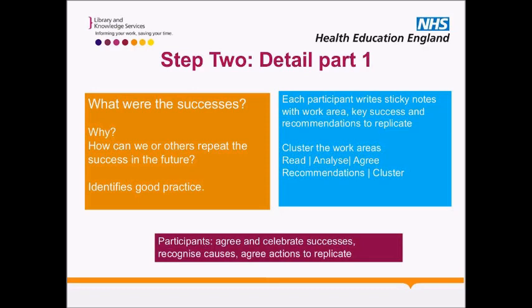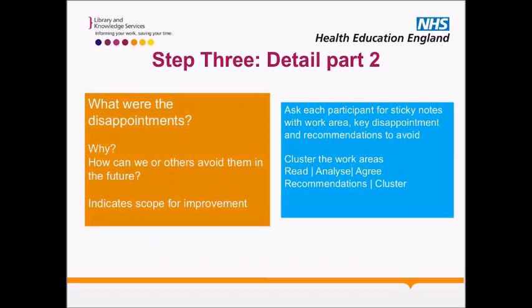The third step, very similar to step 2, except this time we're looking at the disappointments. So what could have been done better? Thinking about the causes and agreeing the actions to avoid these disappointments in future. At this stage, it's a good idea to remind all the participants of the scope. Go back to those objectives and remind people that we're only looking at disappointments in relation to whether or not we have achieved those objectives. That's very, very important to stay very focused and get very sharpened recommendations based on the objectives of the project.